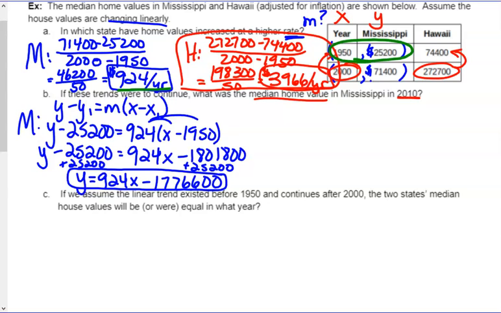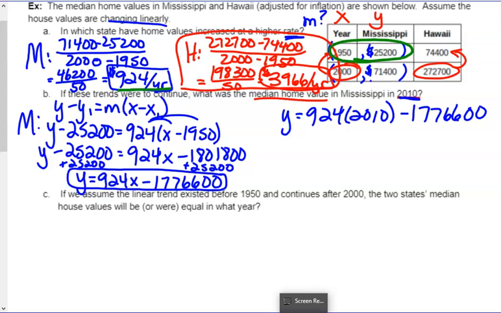So once I have that, if I wanted to know when a home value would be a certain amount, you could put any number in here and solve for x, which is your time. Or for any year, I can then kick out any median value, and that's what they're asking for here. Put the time in for the x. That was my x. I would do y equals 924 times 2010 minus 1,776,600. And when we multiply and then subtract, that's going to give us our final answer. So when I multiply this out and subtract that off, you get $80,640.